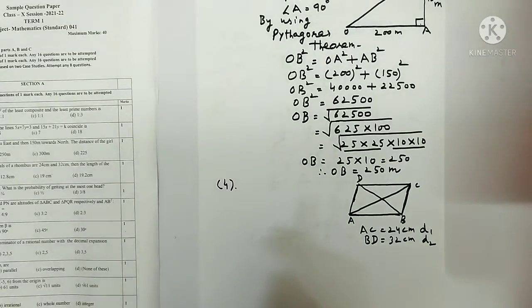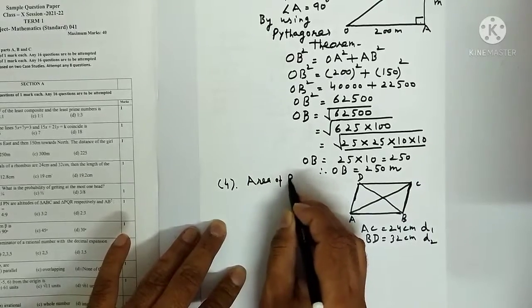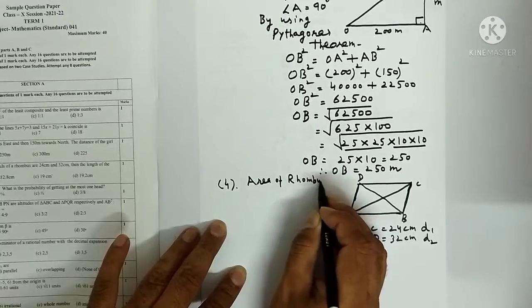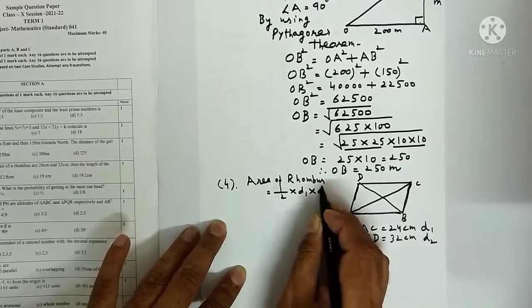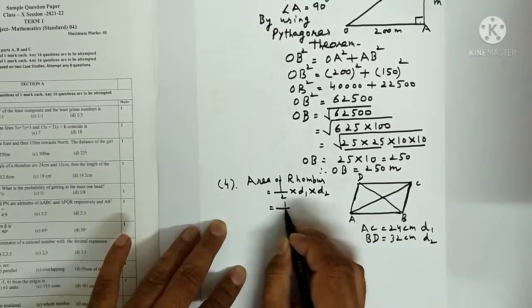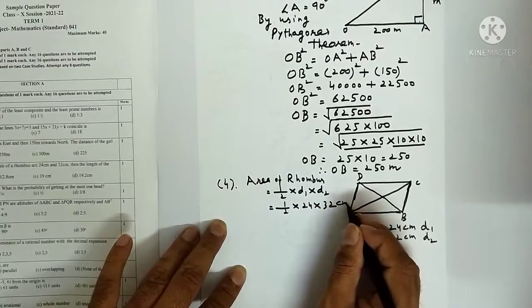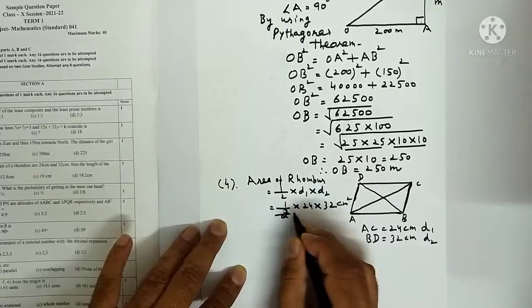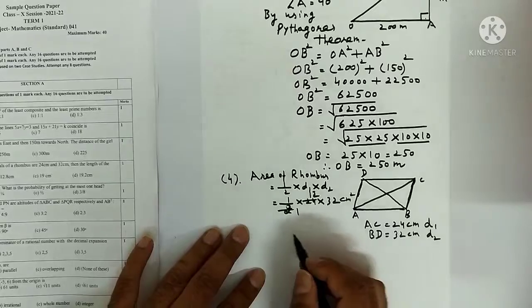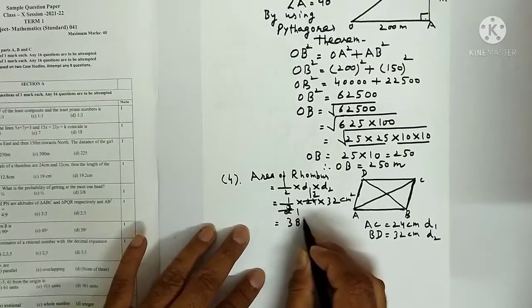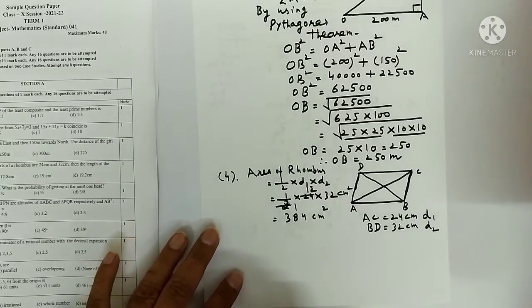Right? So as we proceed, first of all we can find the area of a rhombus. When two diagonals are given, the area of a rhombus is 1 by 2 into diagonal 1 into diagonal 2. So 1 by 2 into 24 into 32 centimeter square. 2 ones are 2, and it is 12. Right? 32 into 12 will give 384 centimeter square. So we have found the area of a rhombus.